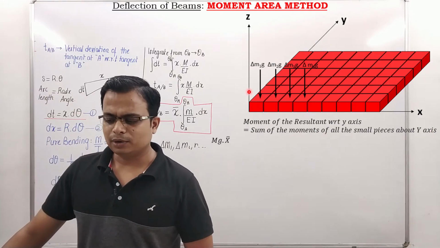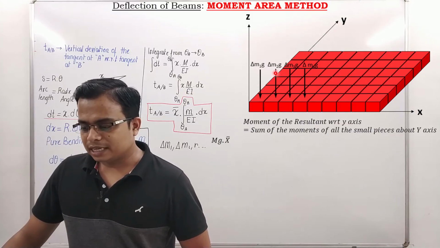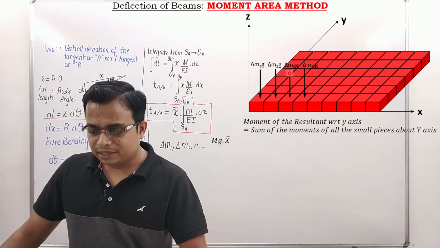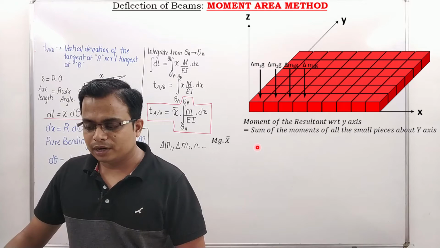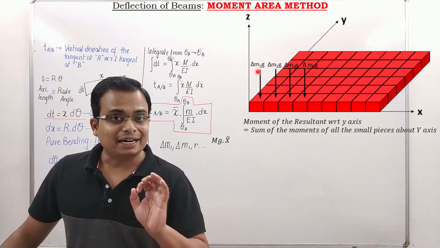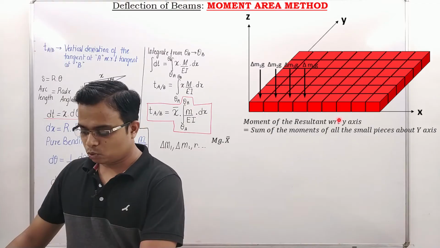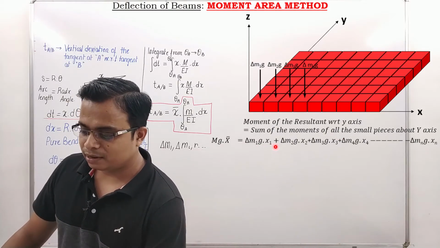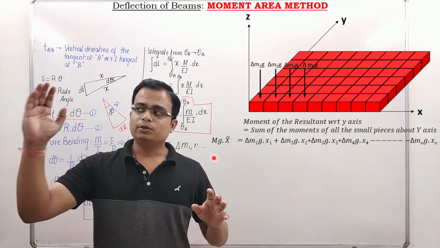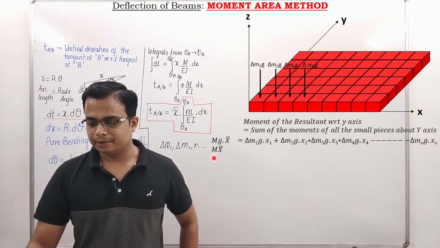Just take a look at this. If this is element 1, then this is x1. If this is element 2, then this is x2. If this is element 3, then this is going to be x3. In the same manner, element wise you can calculate the moments. So we can write this as delta m1 g x1 plus delta m2 g x2 and so on, for n elements. Clearly on the LHS we have g, and on the RHS we also have g. You can take it as common and cancel it out. This is what you are going to get.